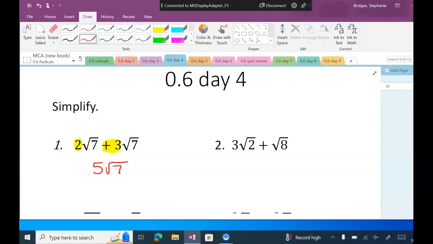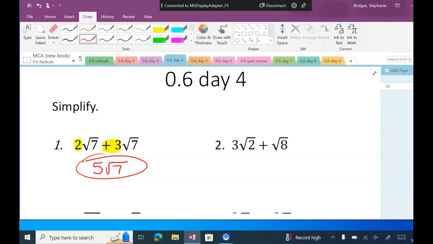We don't add it. It stays the same just like a variable would if I was adding 2x plus 3x. And then most of the time they'll already be simplified if you've gotten them to the point where you can add them together. However, we just still want to check and make sure. So can I simplify the square root of 7 at all? Does it have a perfect square in it or not? No. So then we would just leave our answer.